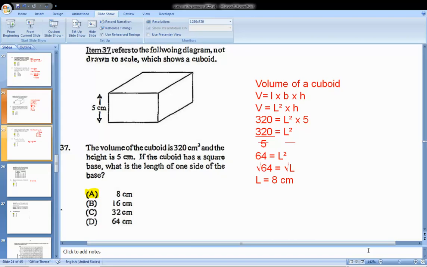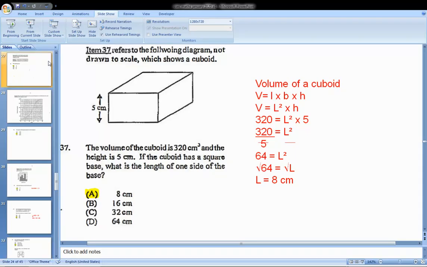So 320 divided by 5, and L squared divided by 5, to make L squared the subject which we want to solve for. So 5 into 320 gives us 64, and therefore we square root both sides, and the square root of 64 is 8, and the square root of L squared gives us L. So the length of one side of the base is 8 centimeters.